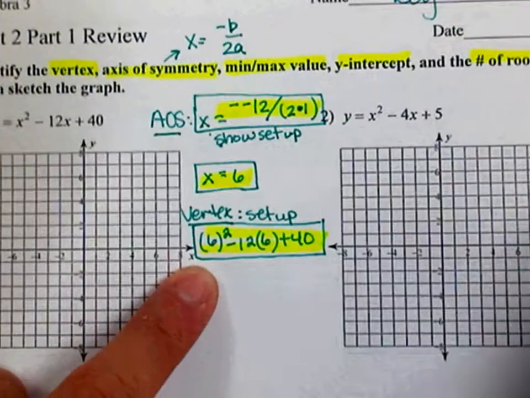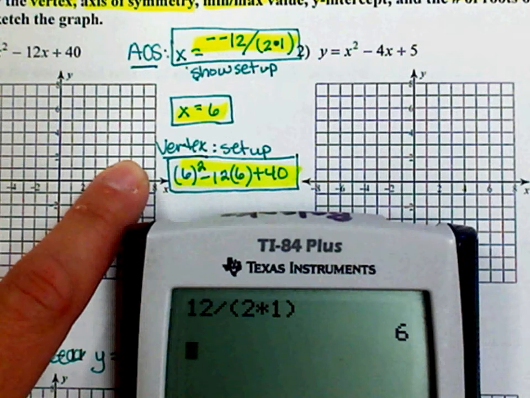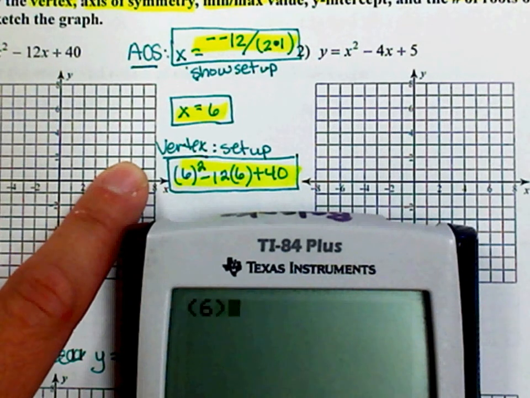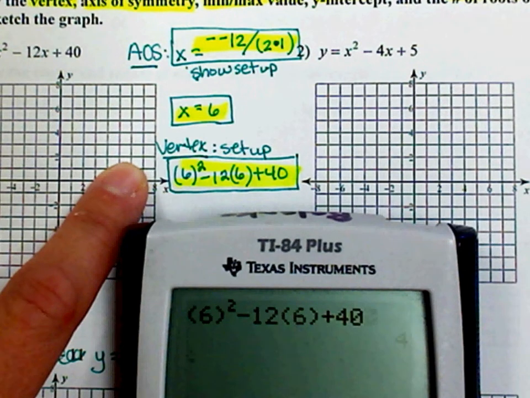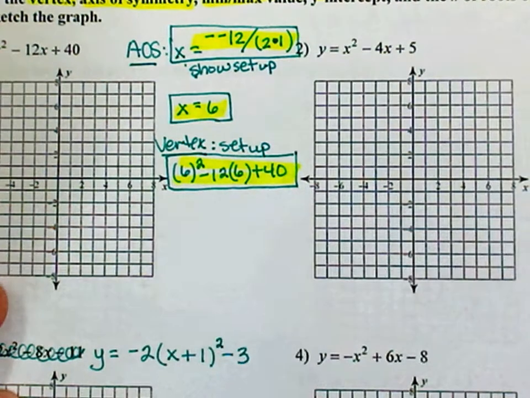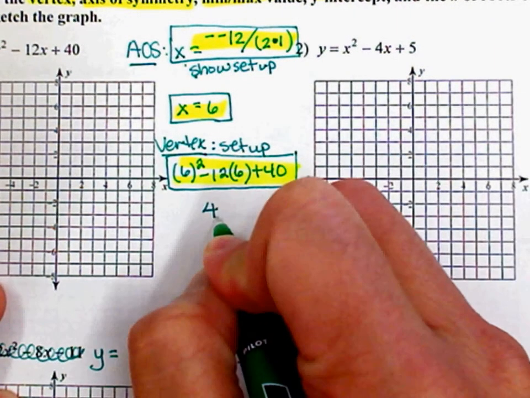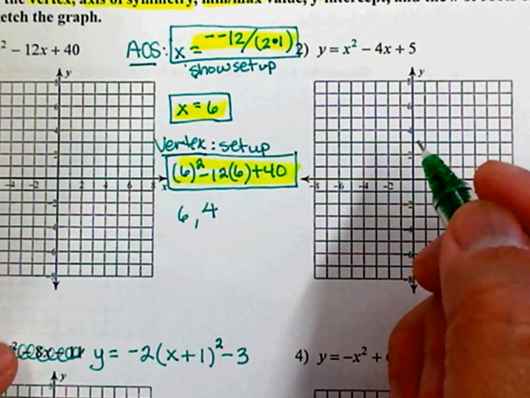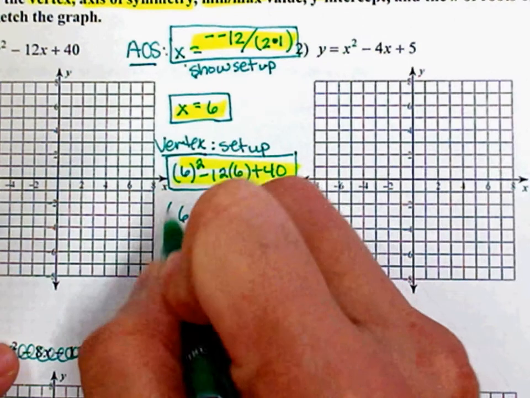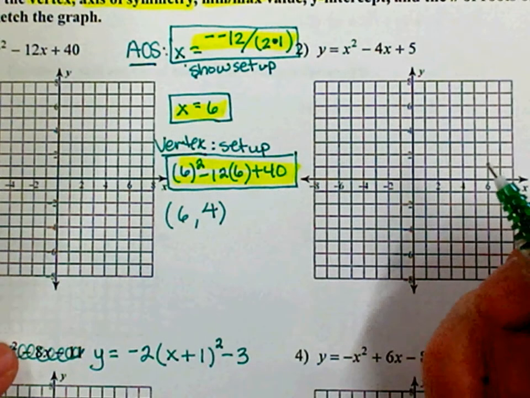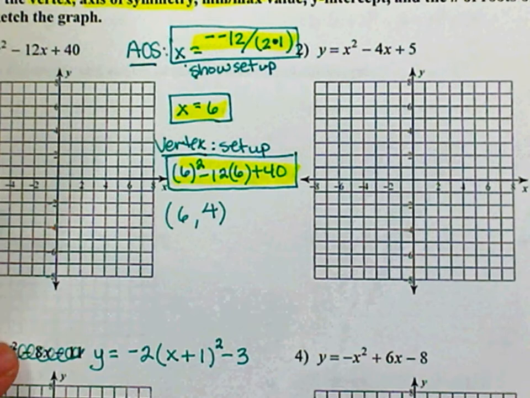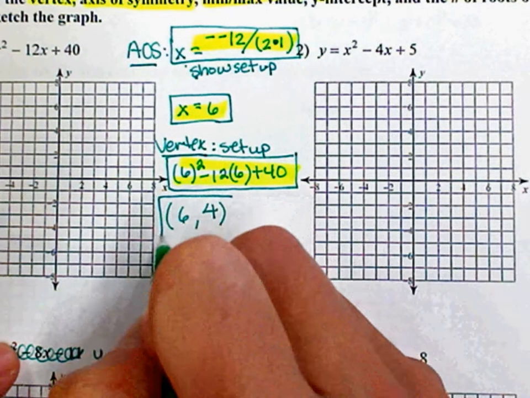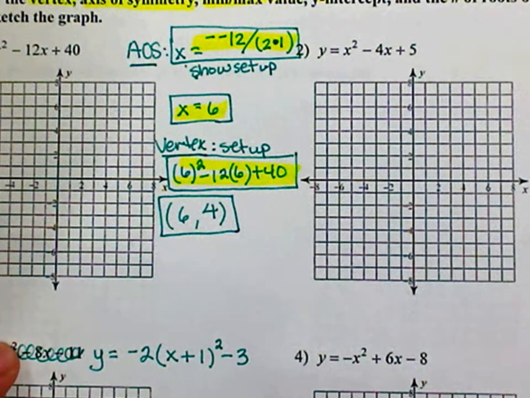Let's go ahead and type that into the calculator and see what we get. Let me clear that. Parentheses, 6 squared minus 12 times 6 plus 40. And what did you get? 4. So what is your vertex? 6 comma 4. If you leave off this part, I'm taking a point away. Should you have a parentheses around that point? Yes, because that is a point on a graph. So your vertex is 6 comma negative 4. Sorry, 6 comma 4, not negative 4.